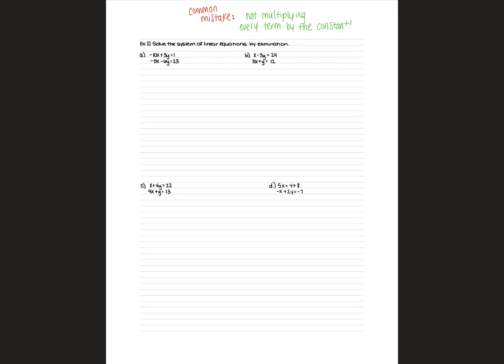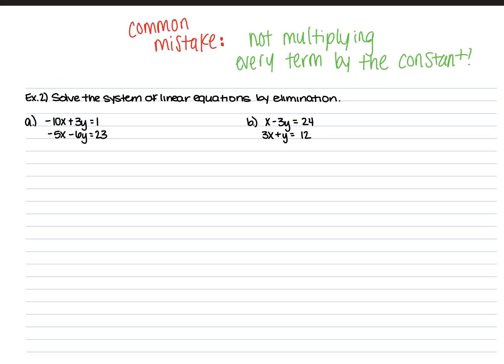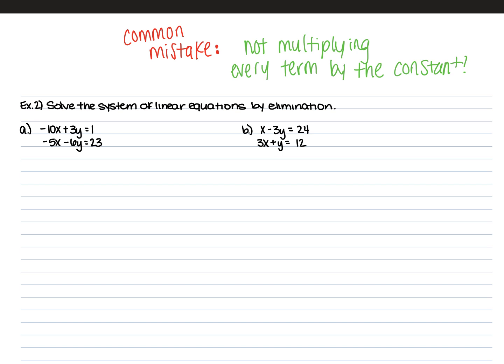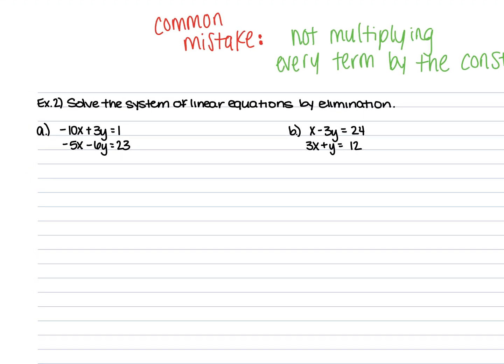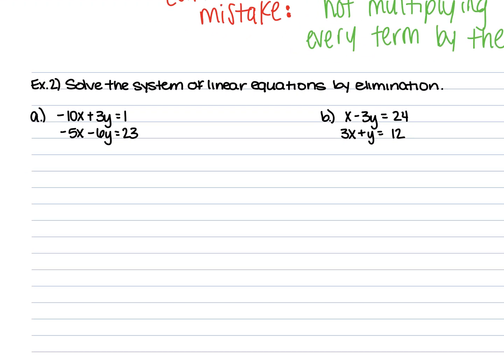All right, so let's look at the next page. A common mistake is not multiplying every term by the constant. We'll see what that means when we get there. But again, we are solving with elimination. So our goal is to have the same number, but opposites.